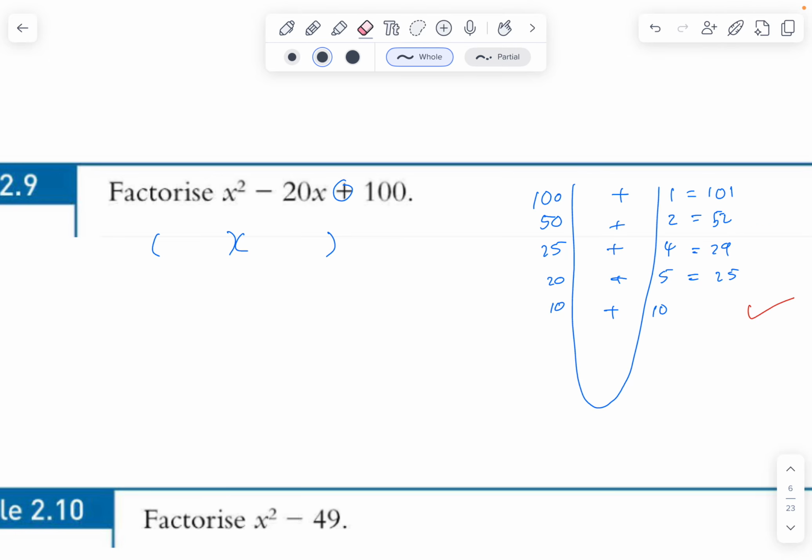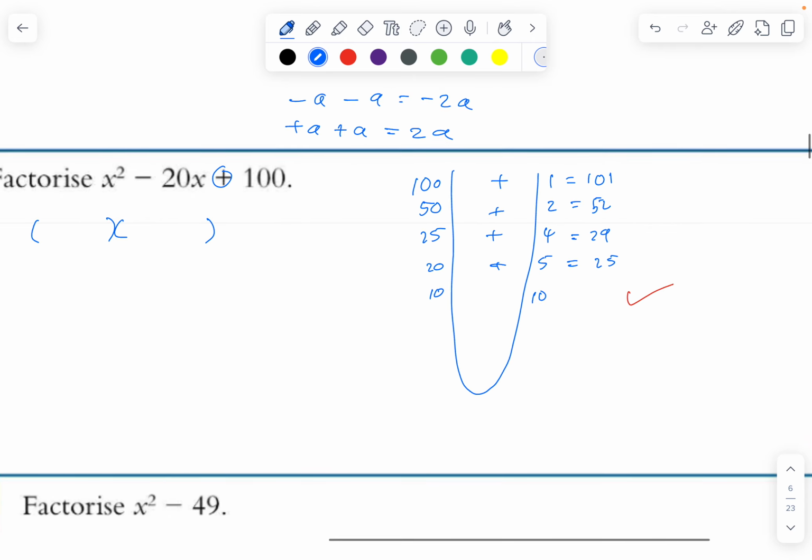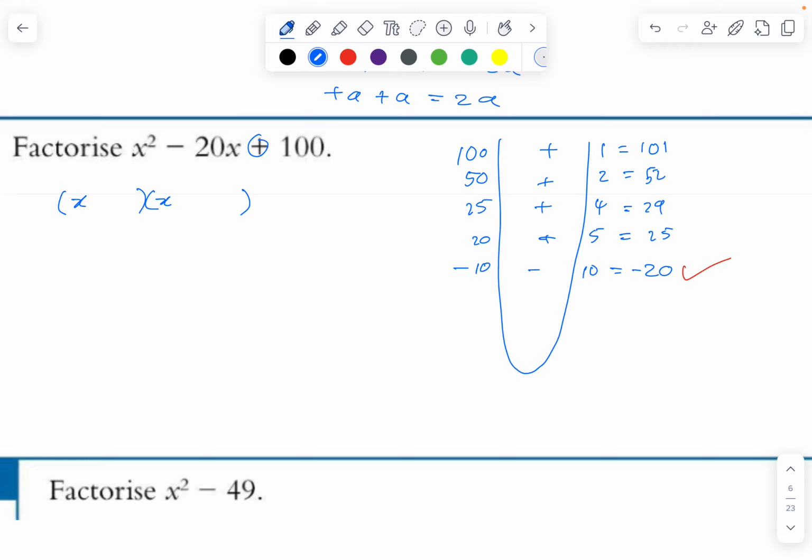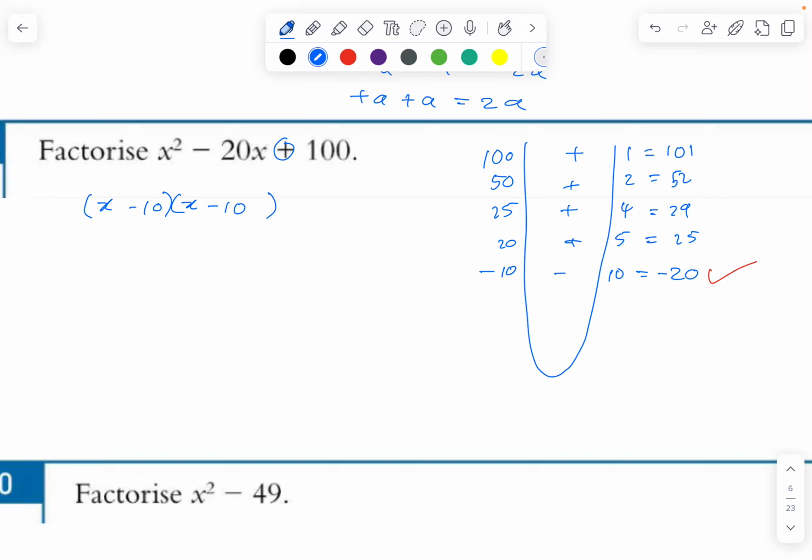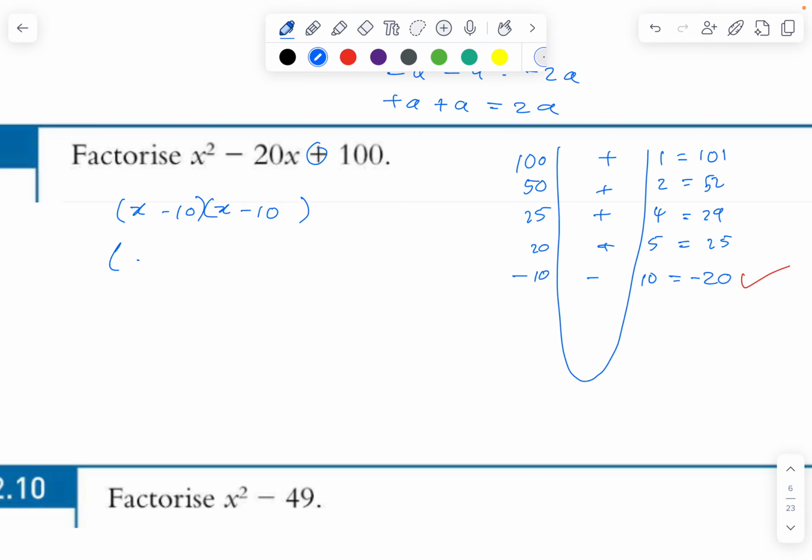It means that there are two ways of adding. There's minus minus. Minus a and minus a gives you negative 2a. Plus a and plus a gives you 2a. So if we know that fact, we can actually apply it here. You can say this one gives you negative 20. So then both of them will be negative 10, negative 10. And in this case, we actually have the first time we meet this bracket looks exactly like that bracket. We can say it's x minus 10 squared.